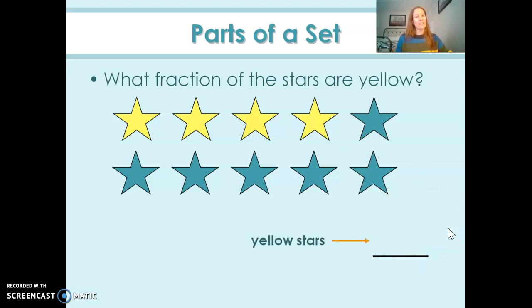If you picked the numerator, you're right. There's 4 yellow stars. And at the bottom, that's the denominator. And remember, the bottom is how many of those objects are all together? Well, there is 1, 2, 3, 4, 5, 6, 7, 8, 9, 10. And this fraction would be called 4/10. Okay, 4/10.